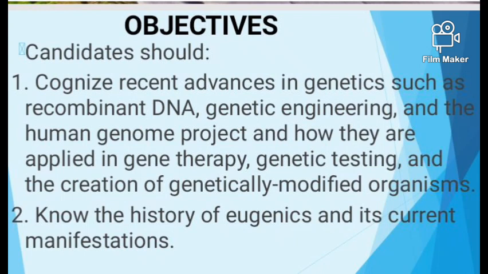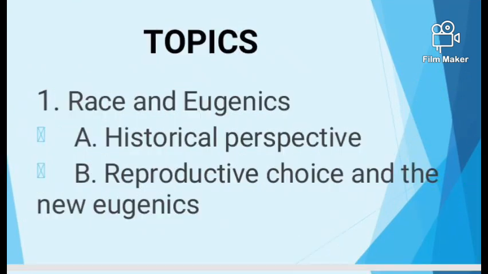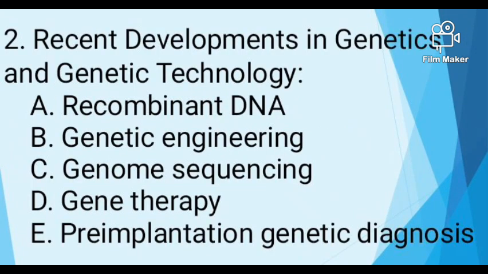Candidates should also know the history of eugenics and its current manifestations. What are the specific topics? 1. Race and eugenics. They have to understand it from the historical perspective. They also need to understand reproductive choice and new eugenics.